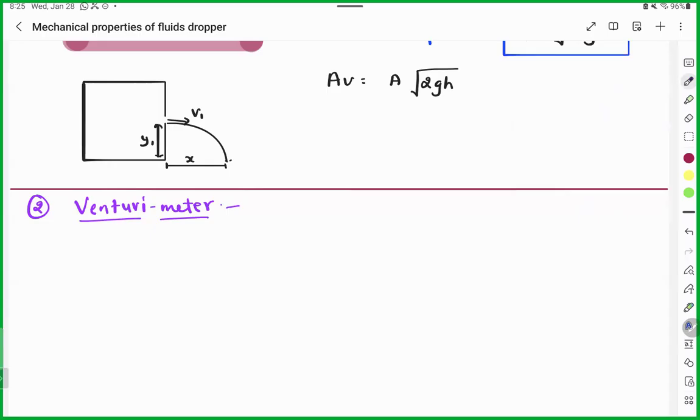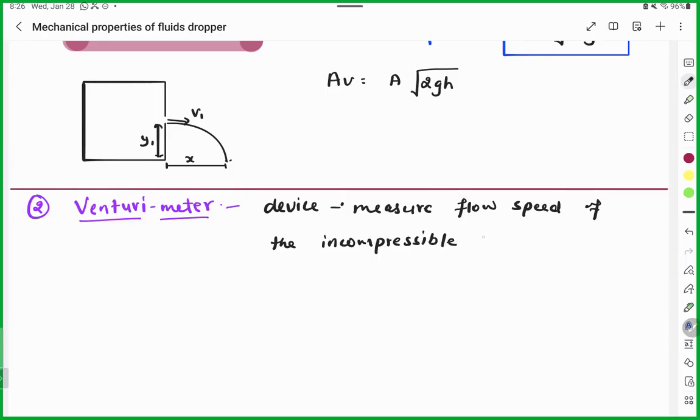So what happened in this venturimeter? We measure the flow, the speed of the fluid. Right? So a device that measures flow speed of the fluid, incompressible fluid. Because in this whole chapter, you have to remember we use incompressible fluid. If you get a theoretical question you can get it from the incompressible fluid. Okay, any doubt?